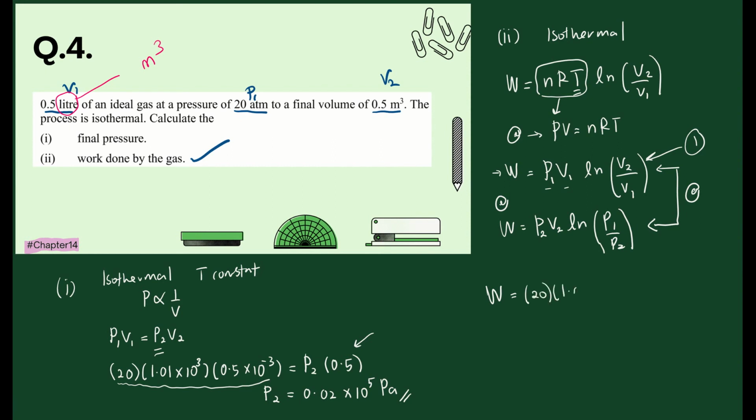This time it is compulsory to convert into SI unit. Your pressure must be in SI unit, because your work done later you will get in joules. V1 is 0.5 times 10 to negative 3, ln V2 is 0.5 times 10 to minus 3. Then your final value you're supposed to get is 6.977 times 10 to 3 joule.